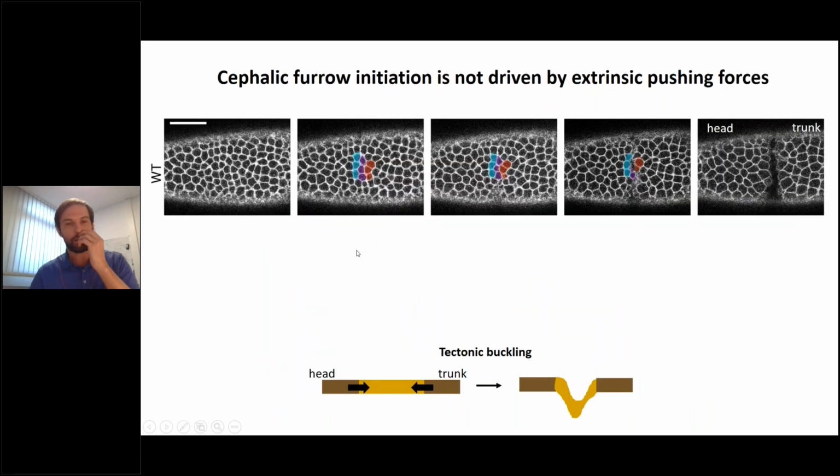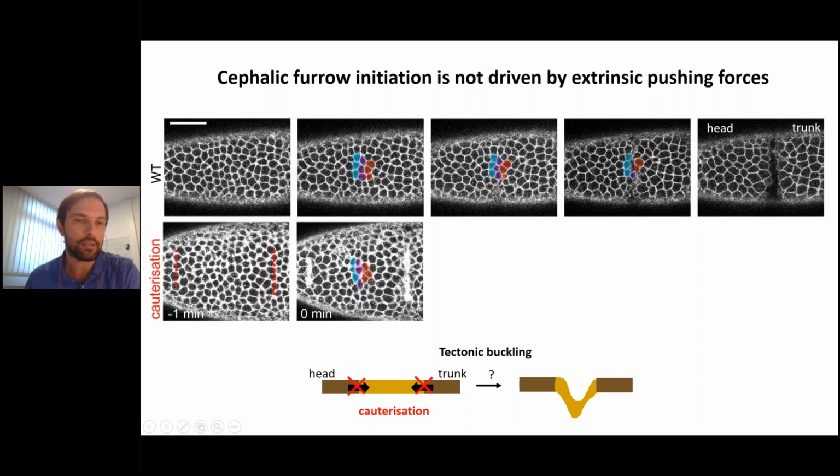In order to test the possibility that tectonic buckling is driving the cephalic furrow, which means head tissue and trunk tissue pushing on the cephalic furrow region to drive the fold, Anna devised a technique based on laser cauterization, thanks to which we can stitch and block the cells in order to generate a fixed boundary. By doing so, if we isolate the zone where the cephalic furrow will form, and if this is driven by tectonic buckling, then we could block cephalic furrow formation.